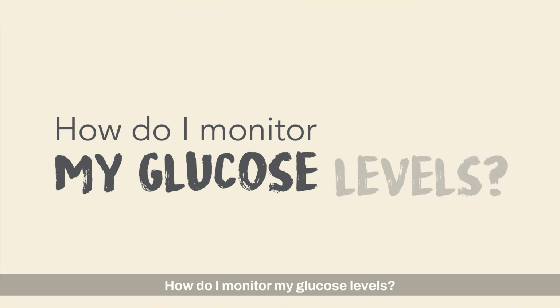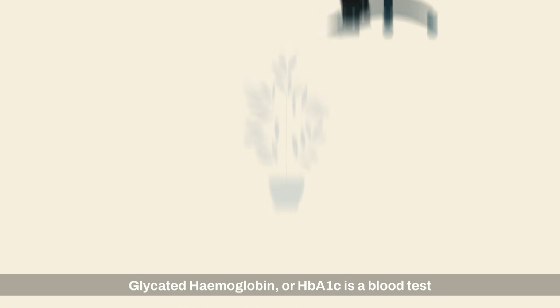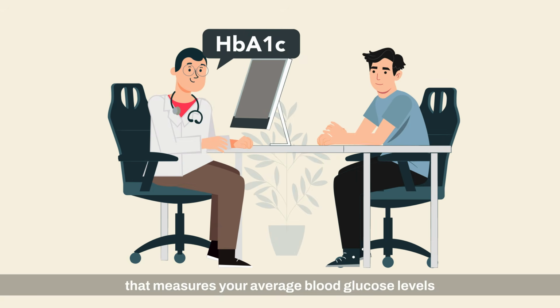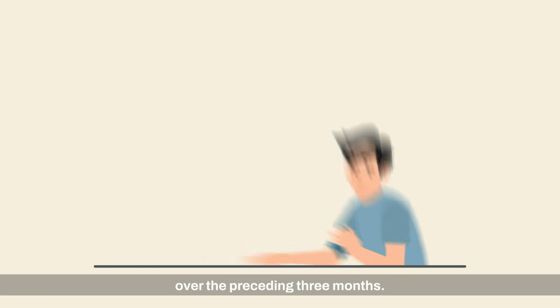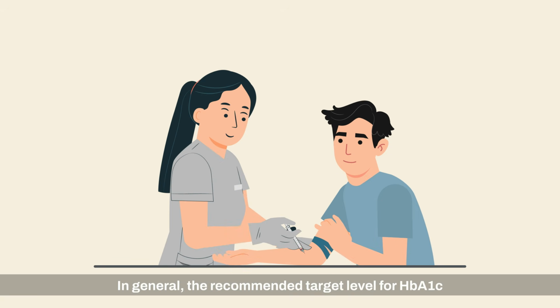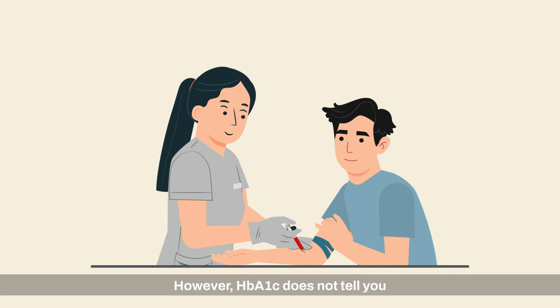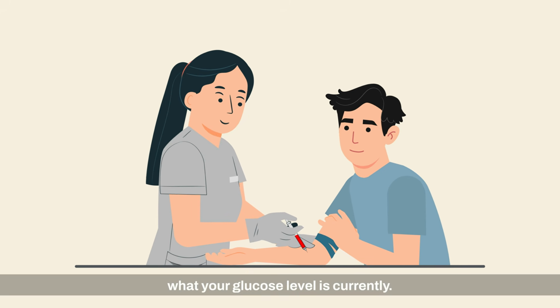How do I monitor my glucose levels? Glycated hemoglobin, or HbA1c, is a blood test that measures your average blood glucose levels over the preceding 3 months. In general, the recommended target level for HbA1c is less than 7%, since this is associated with reduced risk of long-term diabetes complications. However, HbA1c does not tell you what your glucose level is currently.